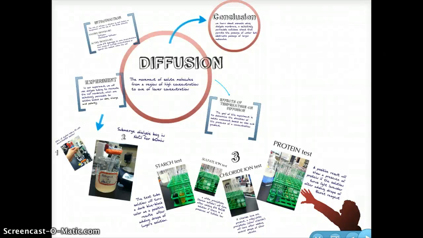Hi, today we'll cover diffusion, but before we get started, we're going to explain a little bit about the introduction, referring to cellular membranes and cells in general. As we know, cells are mostly made up of water, maybe about 75 to 80% of all cells.